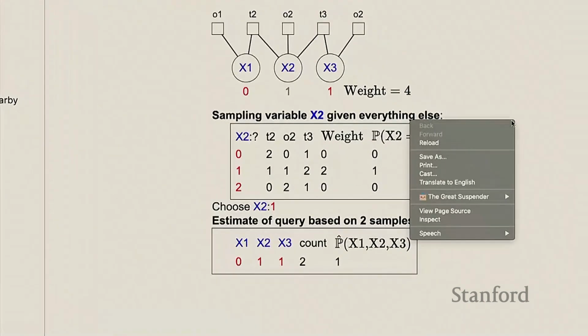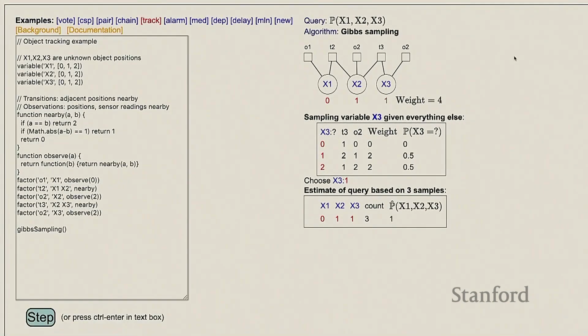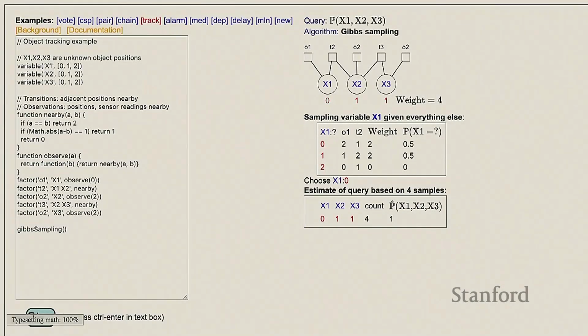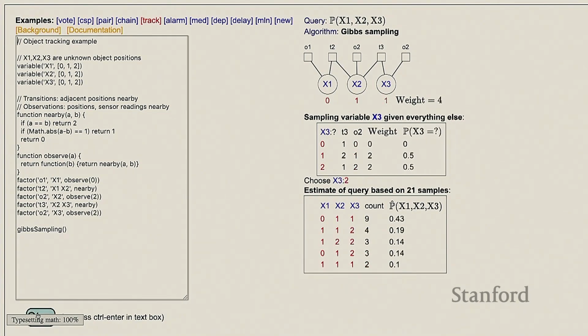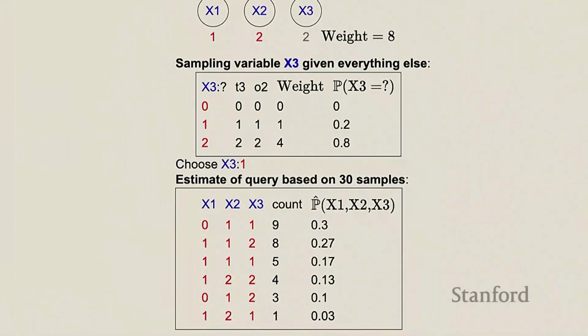So if we step again, now we're looking at x2. It looks like for x1, a value of 1 is the only thing that works. So we choose that value, and we add it to the counts. And you can just keep on running this process, and over time, you build up this kind of probability distribution.